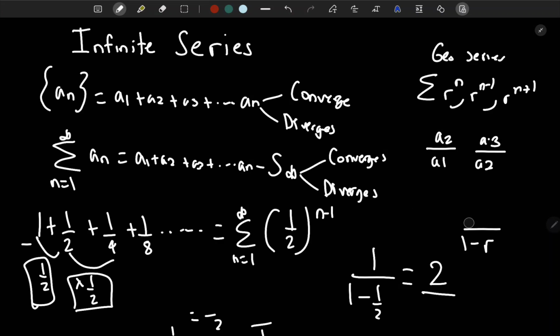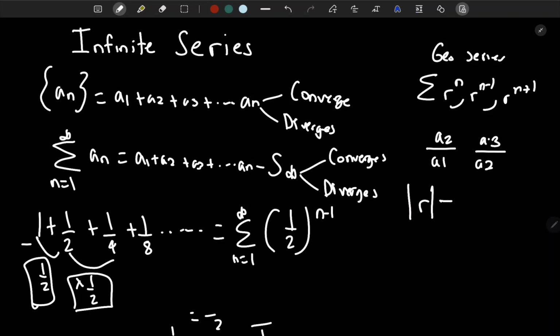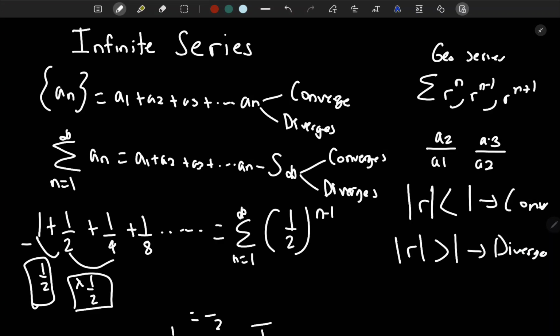Now another thing that you need to look for is, remember the formula, and the three cases that you can have. The absolute value of r, the ratio, is less than 1. This means that it converges. Now the absolute value of r is more than 1. This means it diverges. And the third case is r is equal to 1, and we'll look into that later on, but let's not get too confused or complicated here.